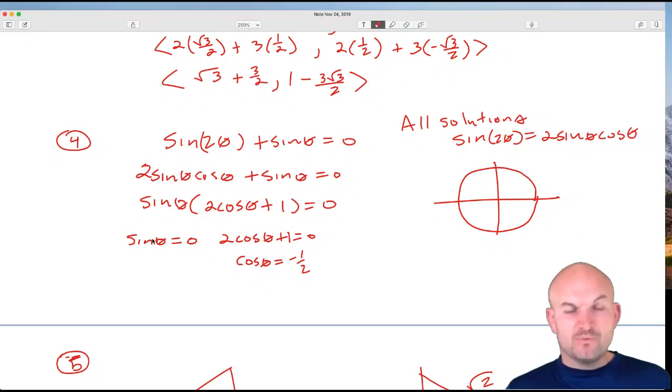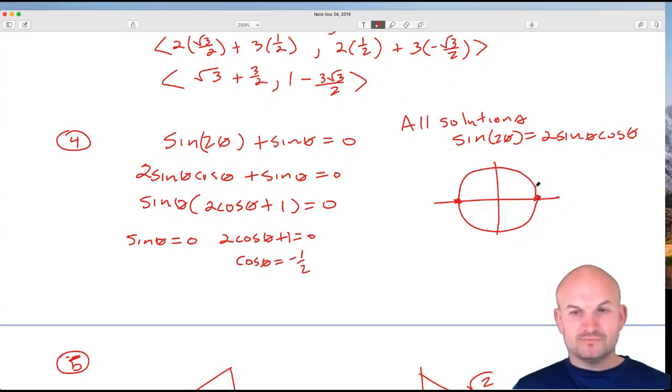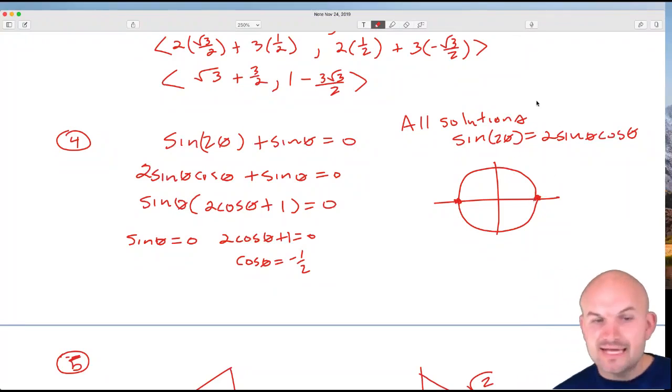So the first one, when is sine of theta equal to 0? Well, we already talked about that one last one. That's at 0 and pi. But again, like 0, then pi, then we could add pi. We could add pi infinite many times. We could also go in the opposite direction, right? So we could have negative pi, negative 2 pi, and so on and so forth.